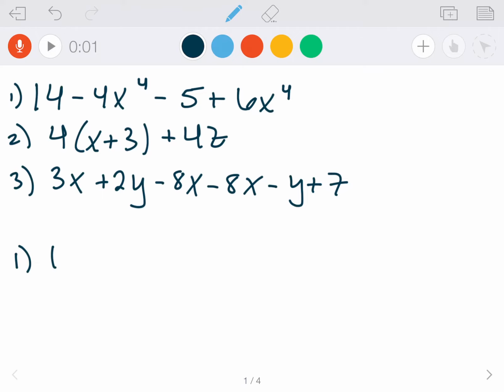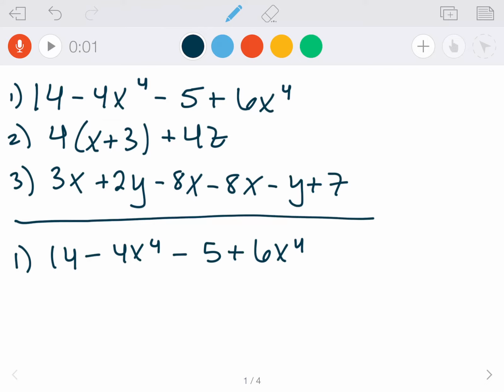So here we go. We have 14 minus 4x to the fourth minus 5 plus 6x to the fourth. Remember, like terms are when you have the same variable and the same exponent. So here in this number one, we have only one variable, it's x. And in this case, both of the x's are to the fourth power. That means that this and this are like terms. Okay? So these are like terms here. I'm going to put one underline there.